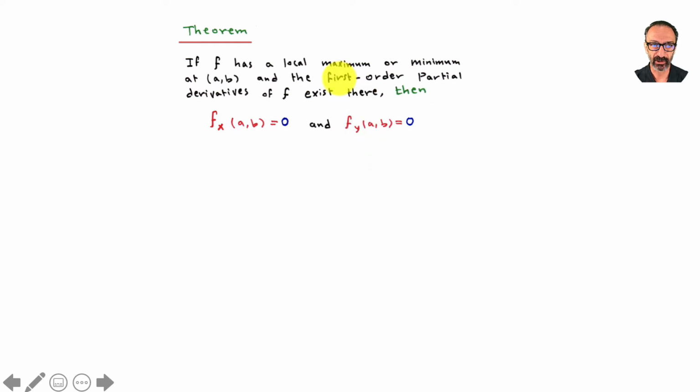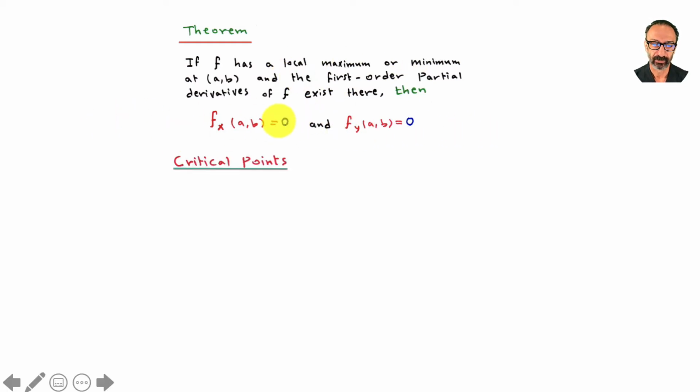Of course, like in calculus 1, if they don't exist, it will be like a corner point. But here they're saying, if the derivatives are available for us, they're going to be 0, like horizontal tangents right there.